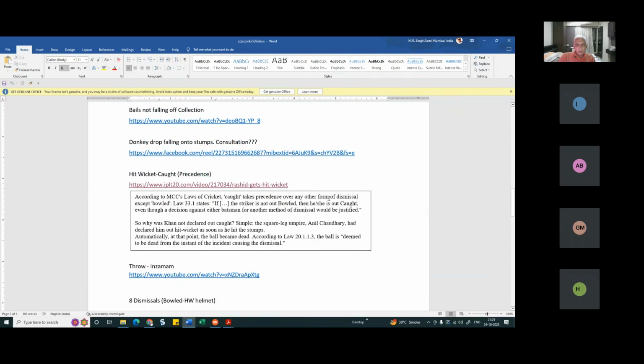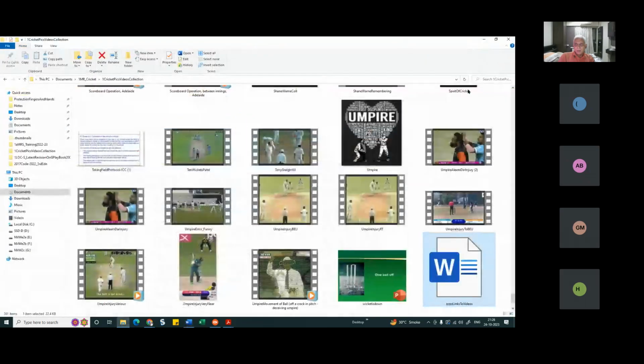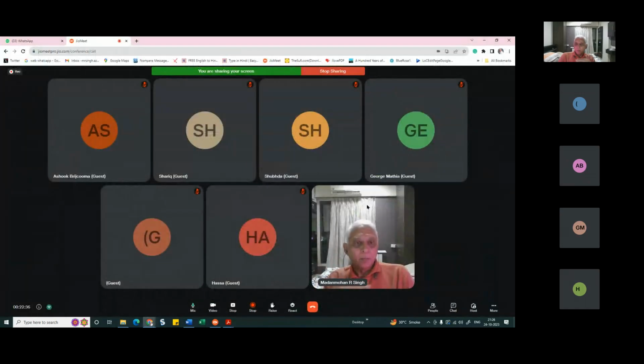And the MCC says: caught takes precedence over any other form of dismissal except bowled, Law 33.1. If the striker is not out bowled, then he is out caught, even though a decision against either batsman for another method of dismissal would be justified. So why was Khan not declared out caught? Simple. The square leg umpire Anil Chaudhary had declared him out hit wicket as soon as he hit the stump. Automatically at that point, the ball became dead. And according to Law 20.1.1.3, the ball is deemed to be dead from the instant of the incident causing the dismissal. So quite naturally, the second decision simply did not count, as if it was erased from the tape.